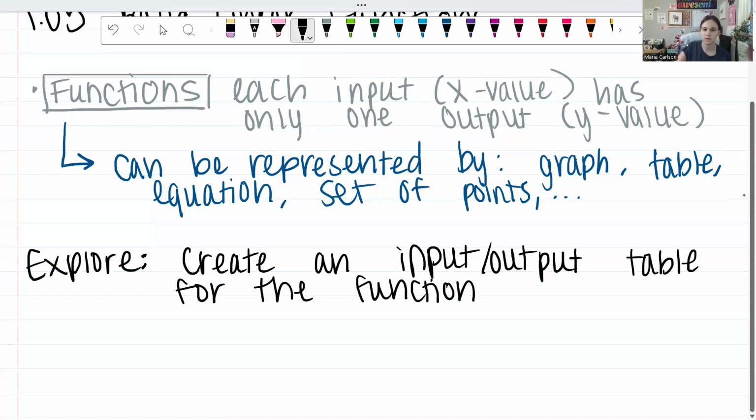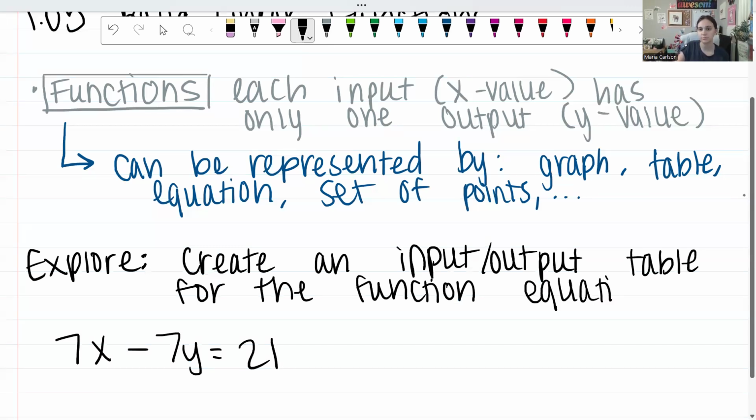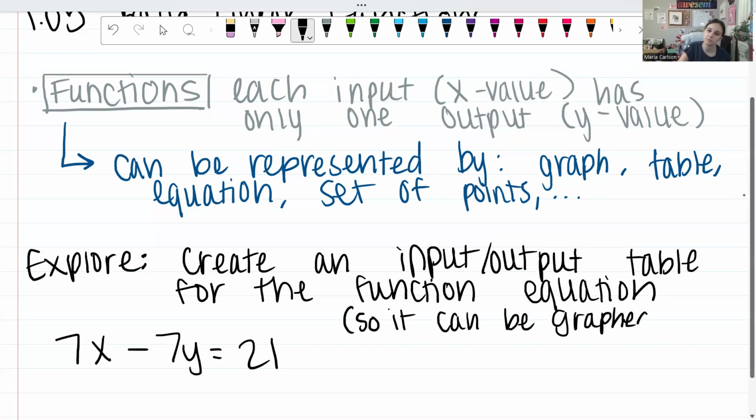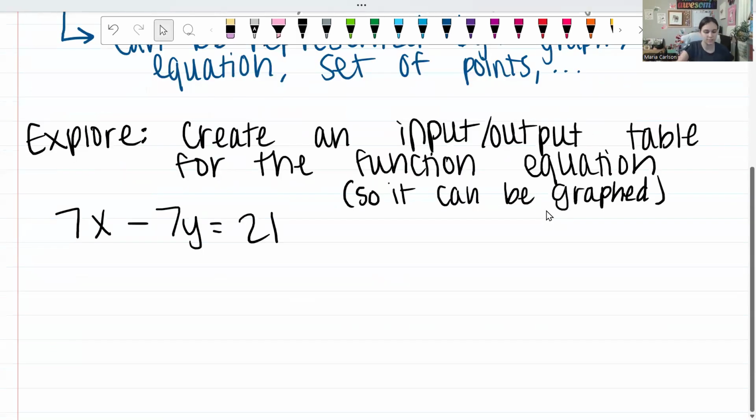So this is going to be a function down here, 7x minus 7y equals 21. I don't see my f of x, so this is really a function equation. And the reason we would want to create an input-output table for this function equation is so it can be graphed. So we have xy points that work for this function.